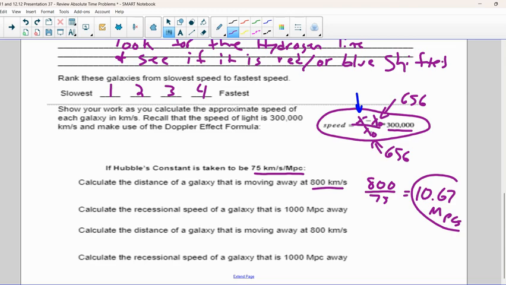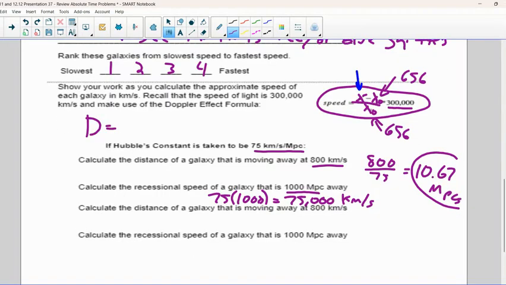For the next one, calculate the recessional speed of a galaxy that is 1,000 megaparsecs away. So for this one, that's my distance. For every one of those megaparsecs, it's moving at 75. So I'm just going to do 75 times 1,000, and I'm going to get 75,000 kilometers per second. Okay.